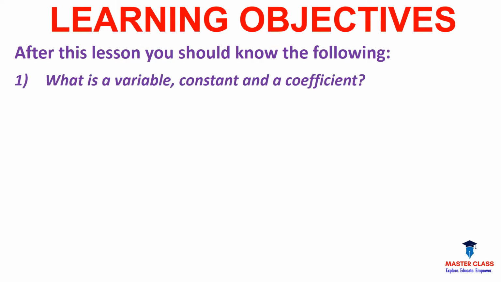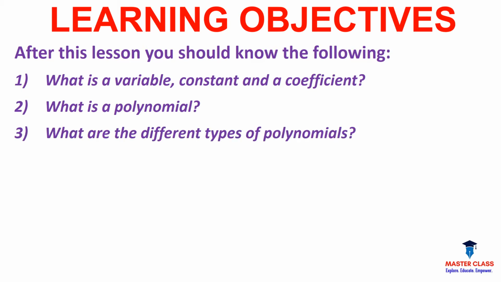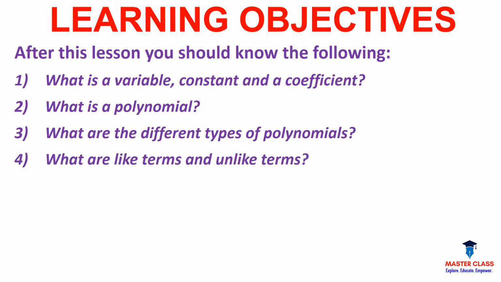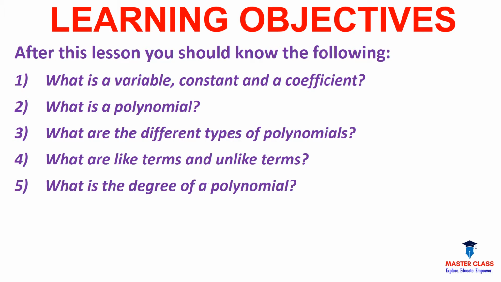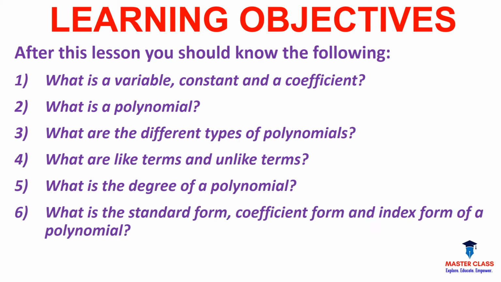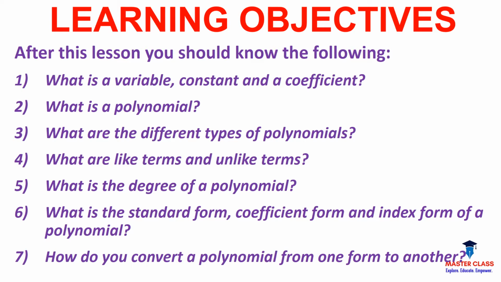The topics to be covered are: what is the difference between a variable and a constant? When do we call a constant a coefficient? What is a polynomial? What are the different types of polynomials? What do you understand by like terms and unlike terms? How do you identify the degree of a polynomial? What is the standard form, coefficient form and index form of a polynomial? And how do we convert from one form to another?